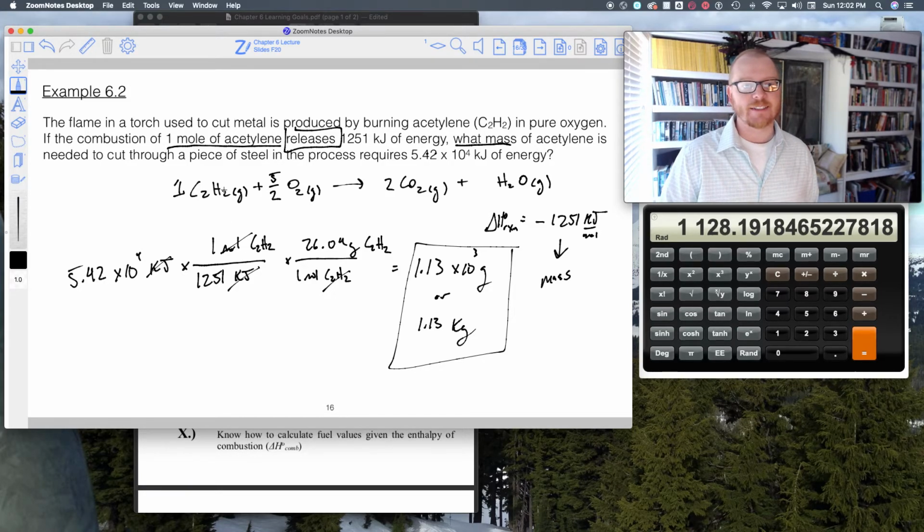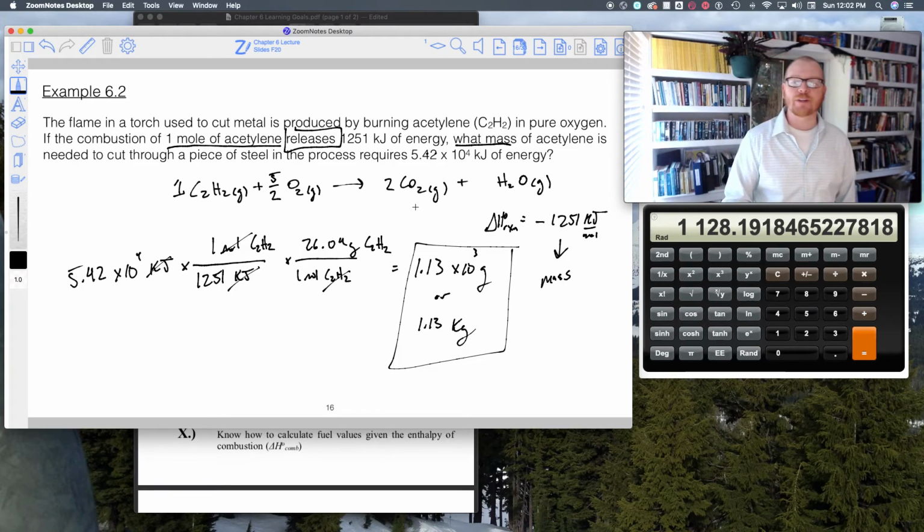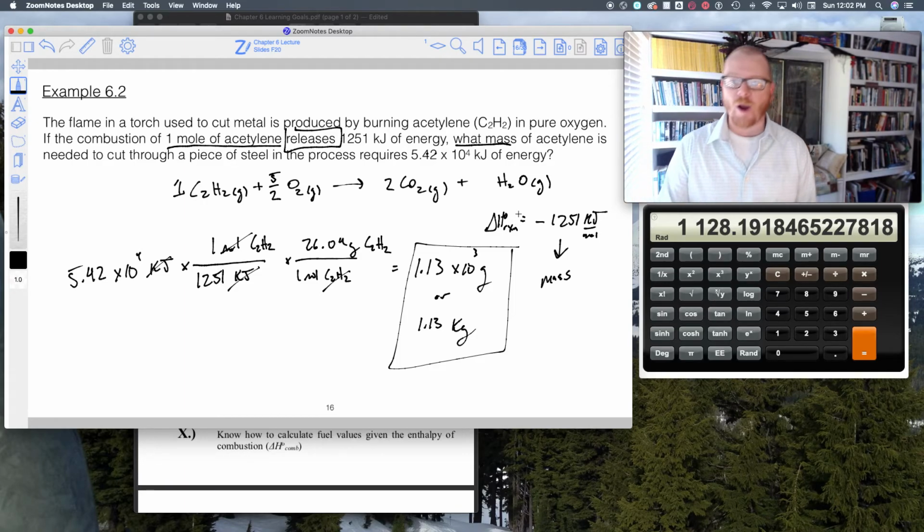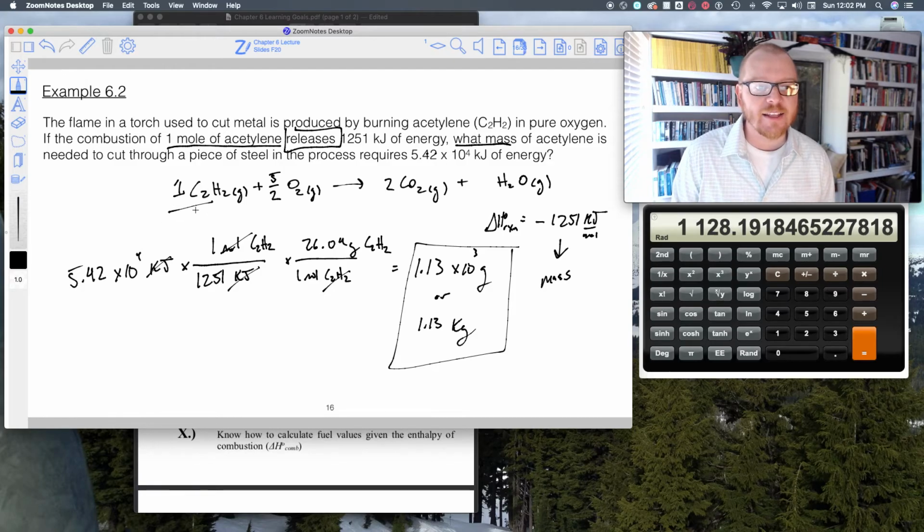And so that means since that's my fuel source, then really that's what I need to use. It's not about how much CO2 I make or how much H2O I make, because I'm using this reaction to generate energy. And so the acetylene is my fuel. So that's really how much I need to consider using for this reactant, okay? So that's why we're asking what mass of acetylene is needed, all right?